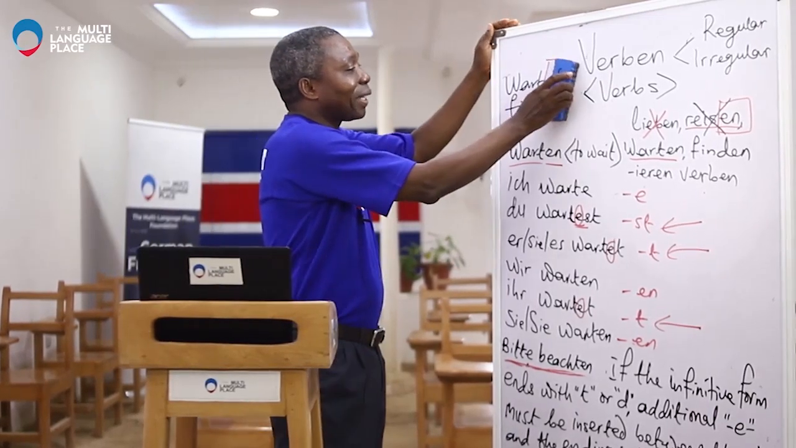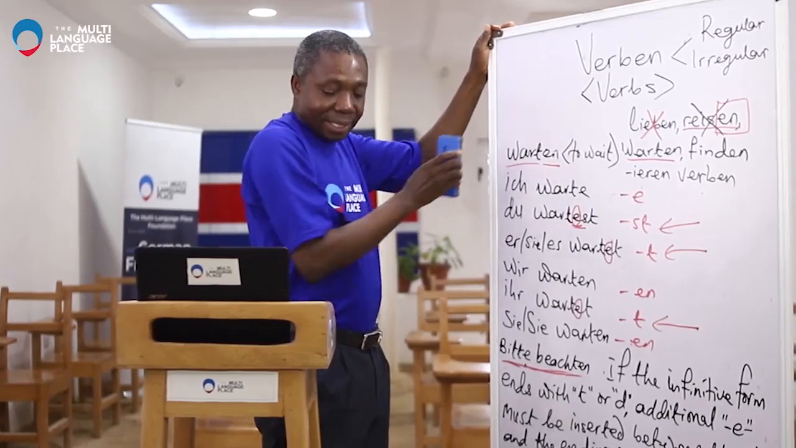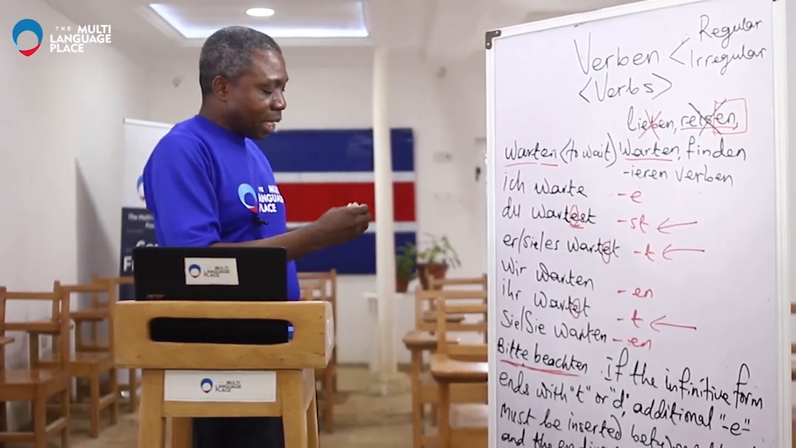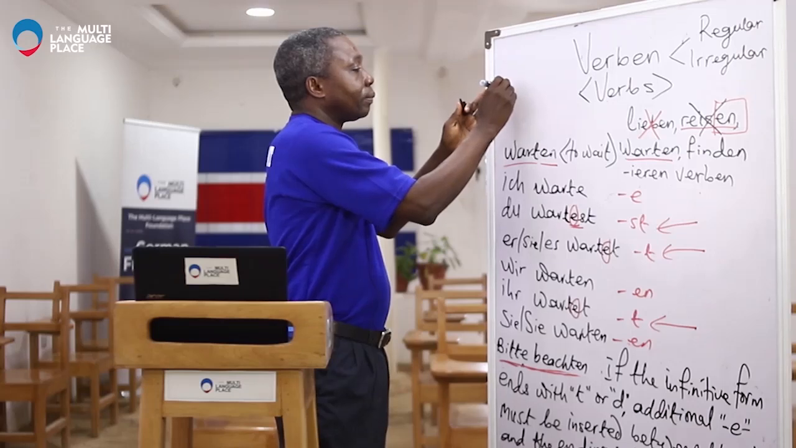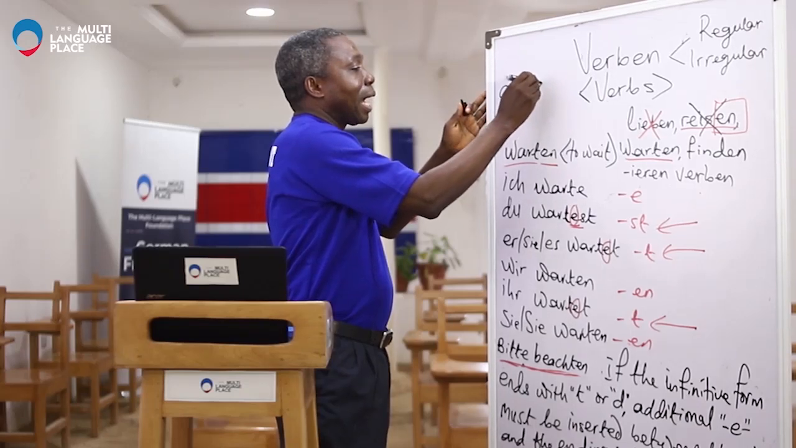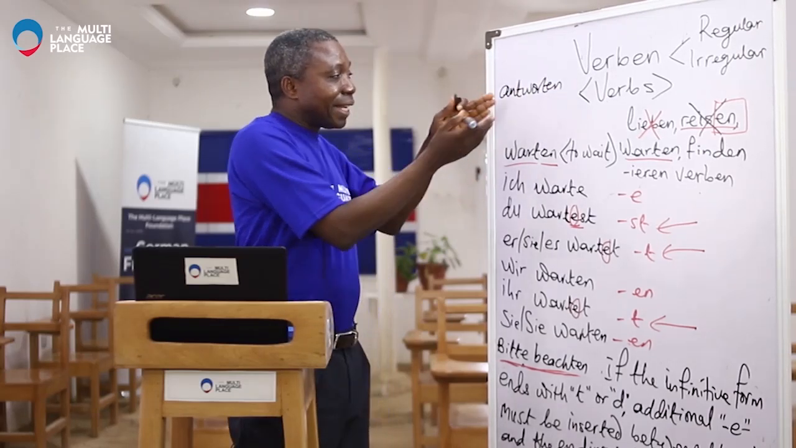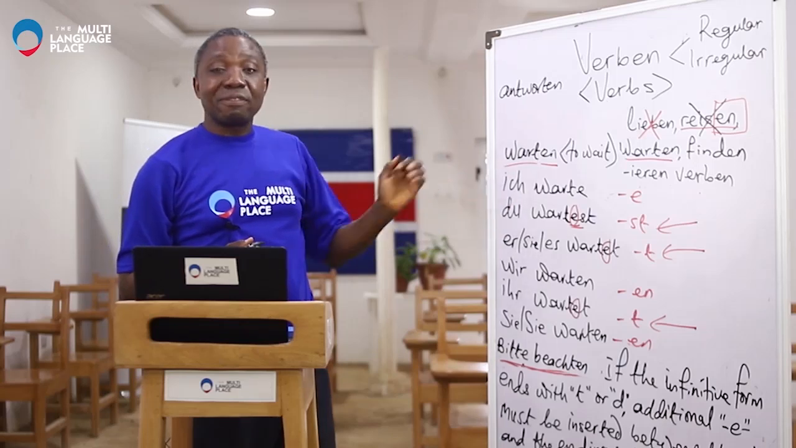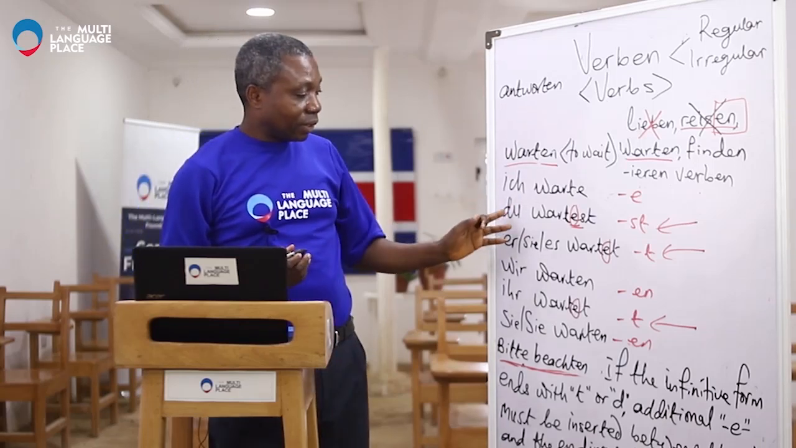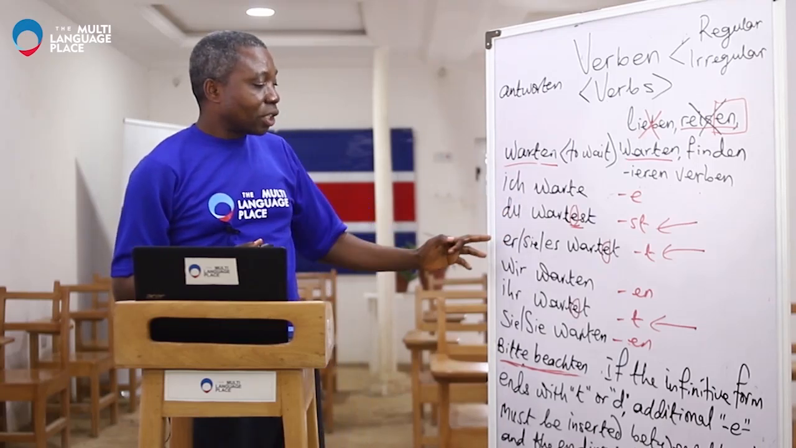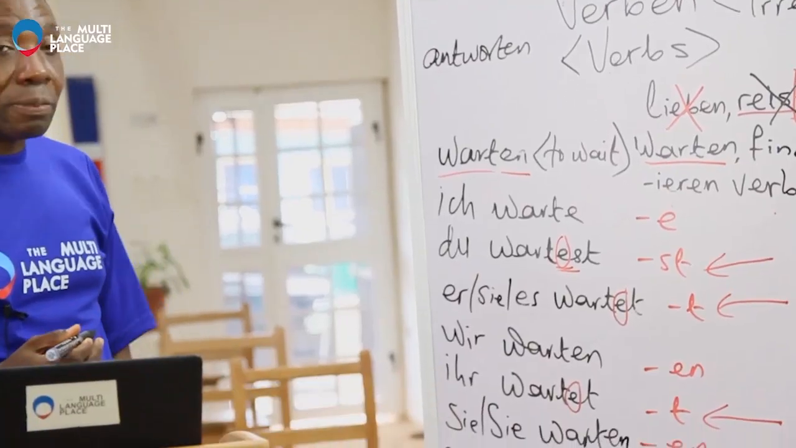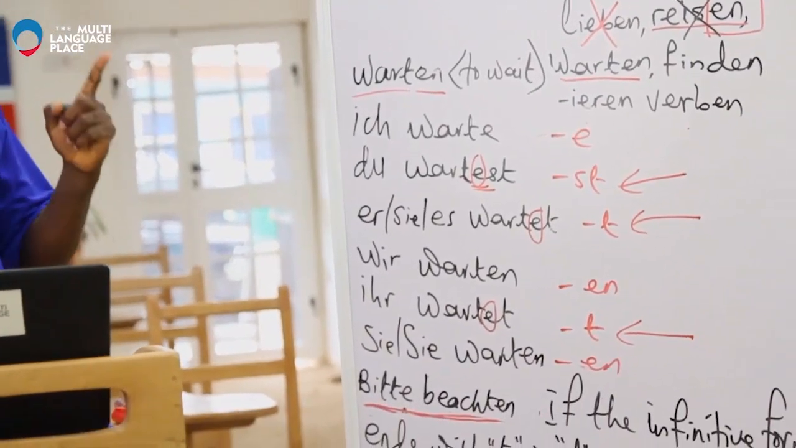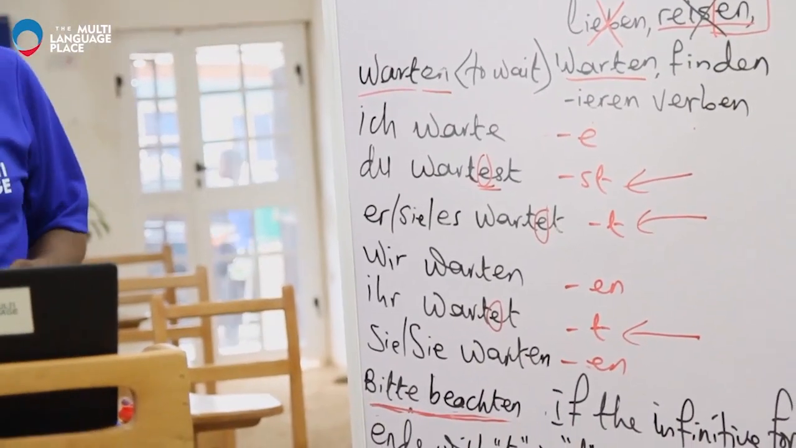The first one among them is antworten. I will write it on the board. Antworten. Yeah? This verb also behaves like warten. Remember? Second person singular, third person singular, second person plural. There must be an additional insertion of E.